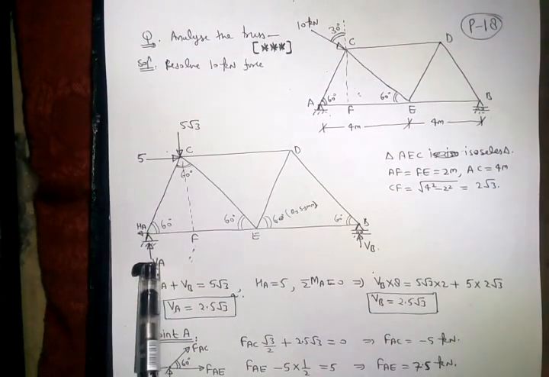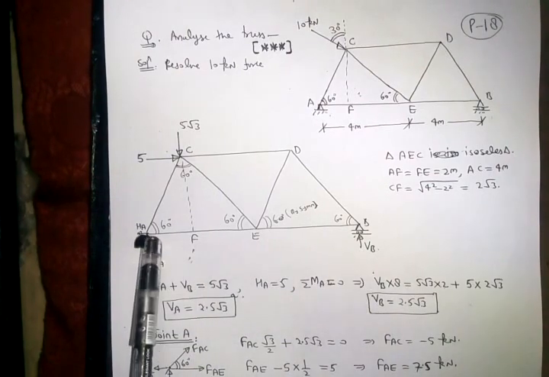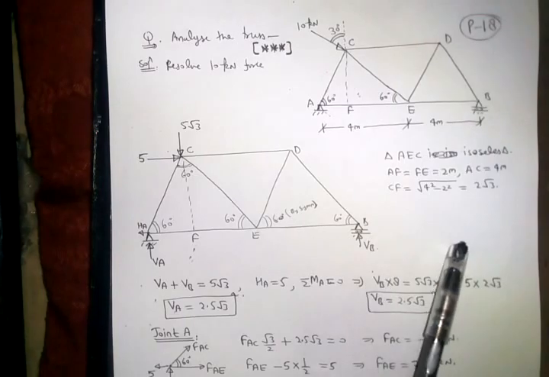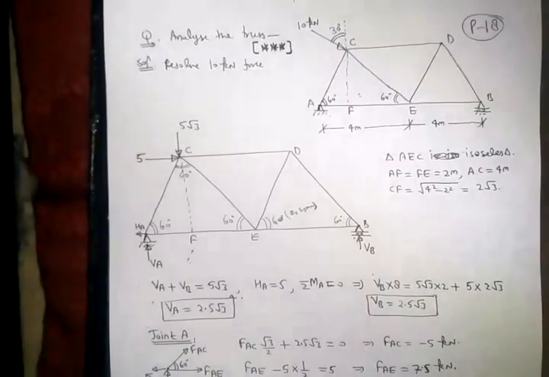Now, since it is simply supported truss, we will calculate first reactions. This is HA, this is VA, this is VB. Up equal to down, this direction equal to this, and summation of moment about A equal to 0.